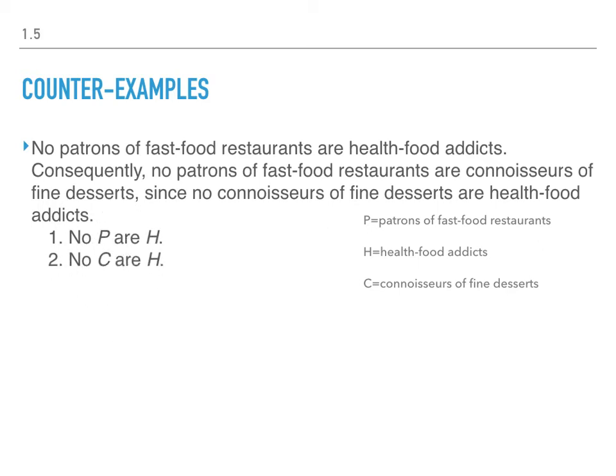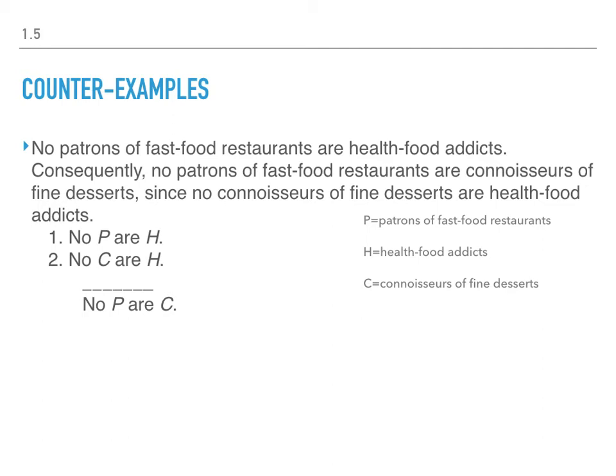Skip the second sentence because it's really the conclusion. It says no C are H, connoisseurs of fine desserts are health food addicts, and the conclusion is that no P are C. So we have the argument now written in standard form. We know what the form of the argument is. We can see it there.